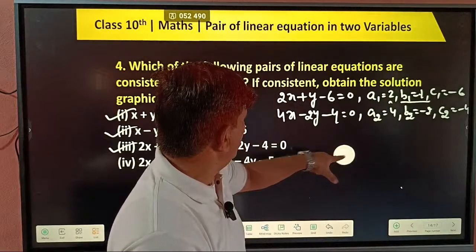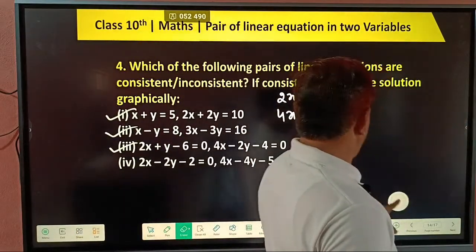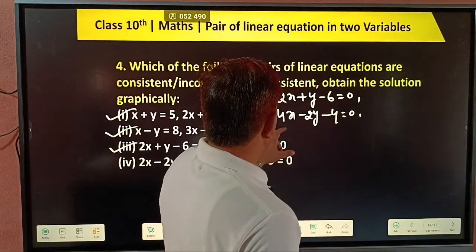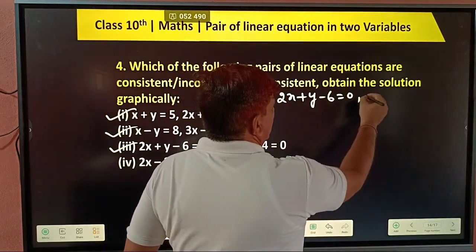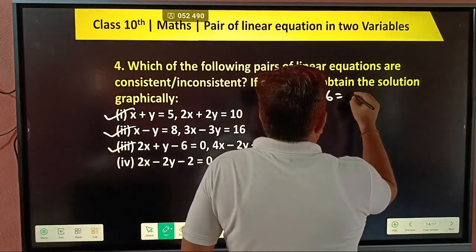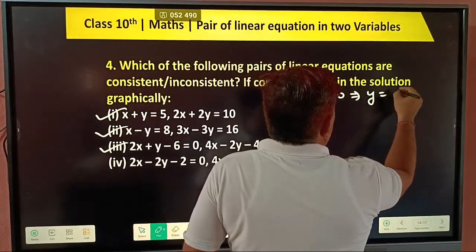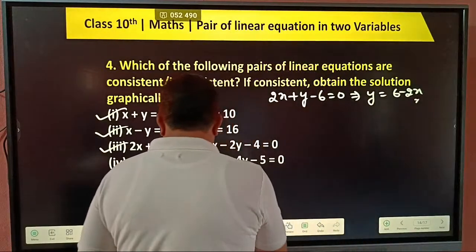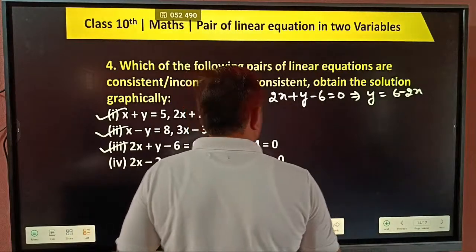So now we have to find out its solution. So how can we write like this? We can take this. So what's it become? This implies y equal to 6 minus 2x. So draw graph of it.